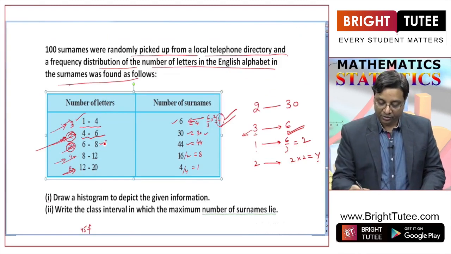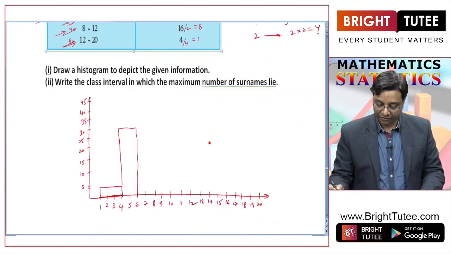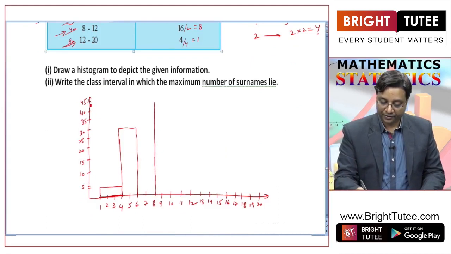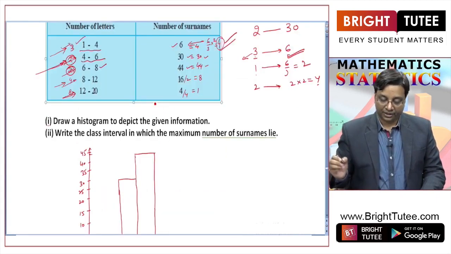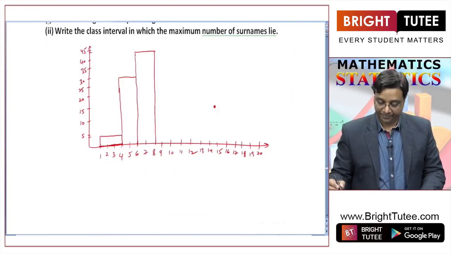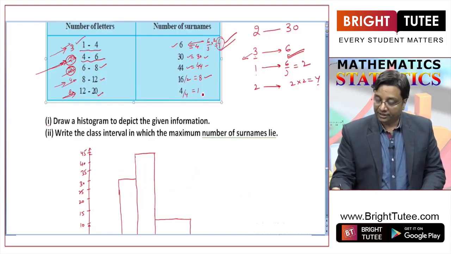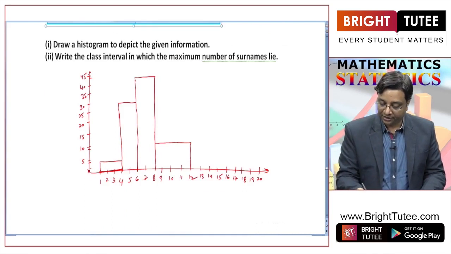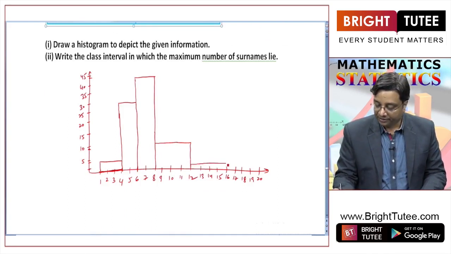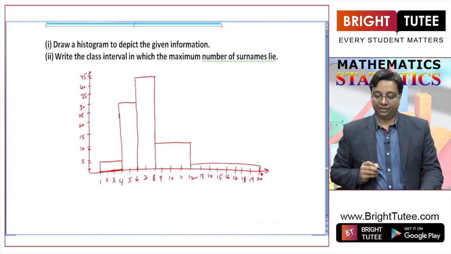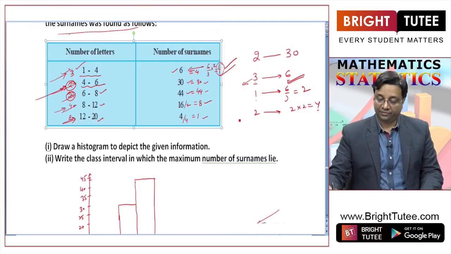Okay. 6 to 8, it will be 44. Right. 8 to 12, it will be 8, somewhere here. Okay. 12 to 20, it will be 1. So 1, let us say, is here, and 12 to 20 will have this rectangle. Now this is the histogram for this given data.